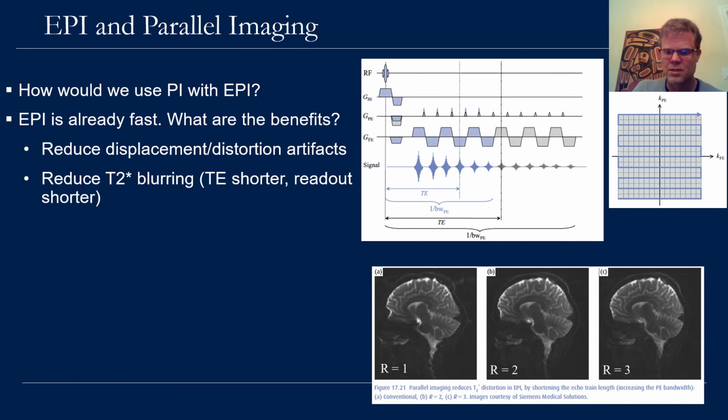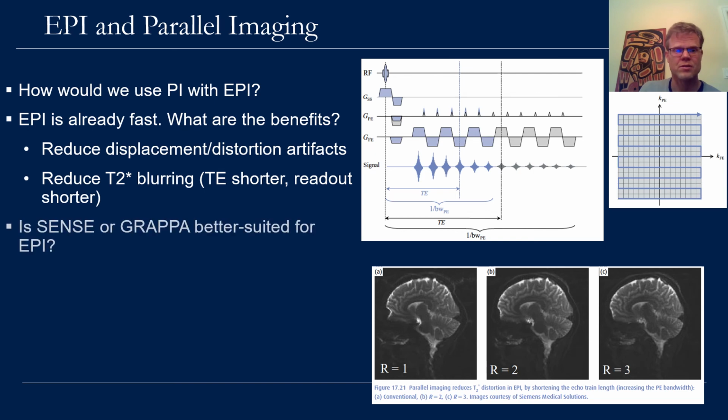And so you can see in the examples at the bottom, the brain shape as we go to higher acceleration factors actually looks more accurate, particularly in the front sinus region of this brain. And that's because we're shortening the readout duration, and also there's reduced T2 star blurring because we have both a reduced echo time, so less T2 star weighting, and then if the readout is shorter, there's less time for T2 decay to occur as we traverse k-space.